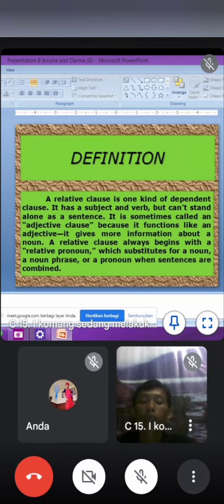Next, the definition of the relative clause. A relative clause is one kind of dependent clause. The relative clause cannot stand alone as a sentence. It is sometimes called an adjective clause, because it functions like an adjective. A relative clause always begins with a relative pronoun for a noun phrase, or a pronoun.